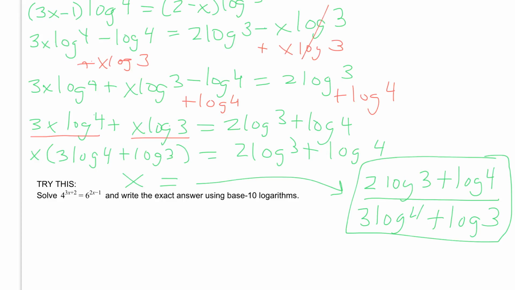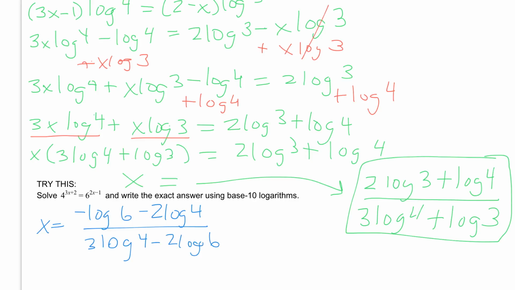If you did the try this correctly, you should get x equal to negative log of 6 minus 2 log of 4, divided by 3 log of 4 minus 2 log of 6. If you didn't get this, let me know and I'll come around and help you out.